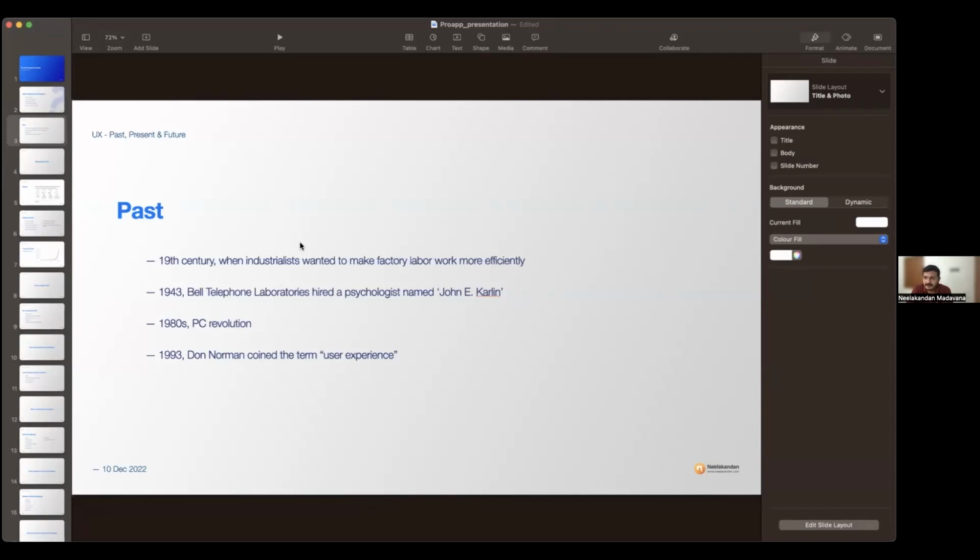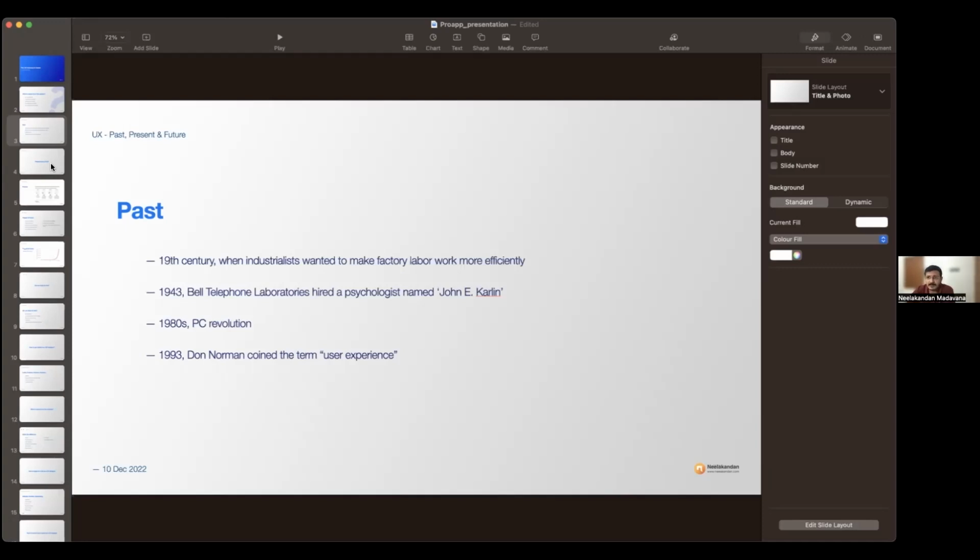They were working for Apple, and they were trying to simplify how they could make the PC user experience good. And in 1993, Don Norman, most of you might have heard of, and definitely you should be familiar with, a cognitive psychologist, coined the term user experience. So that's pretty much the past, to be very brief. It's mostly the present scenario and the future that we want to talk about. The present is what we have to be in and strive ourselves to go forward.